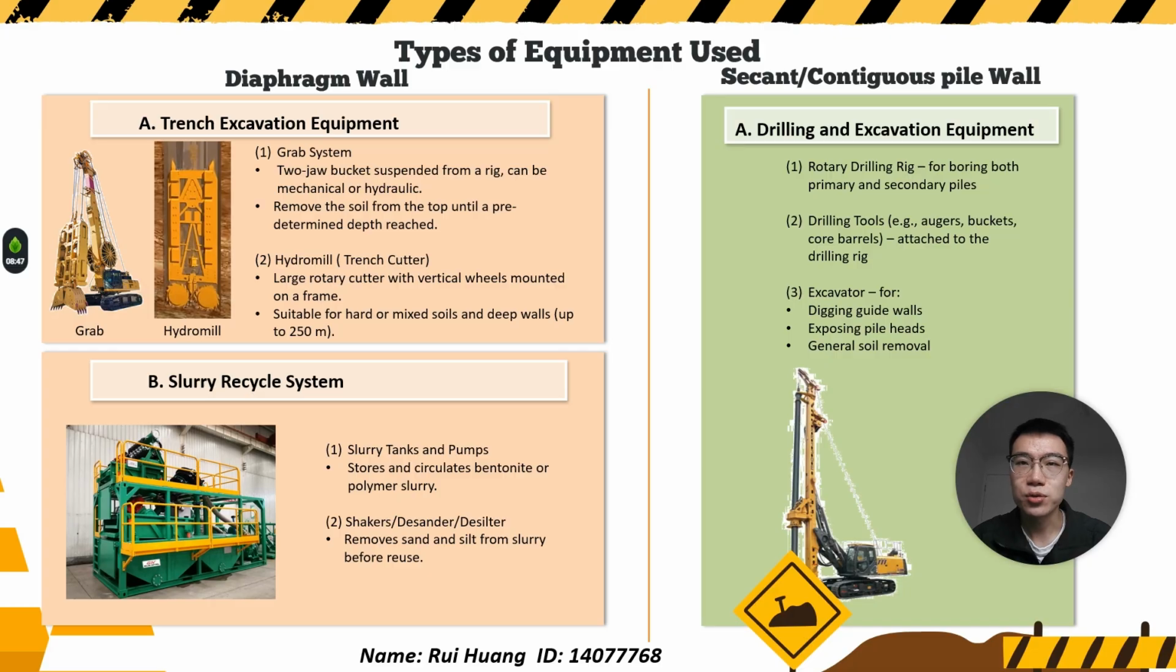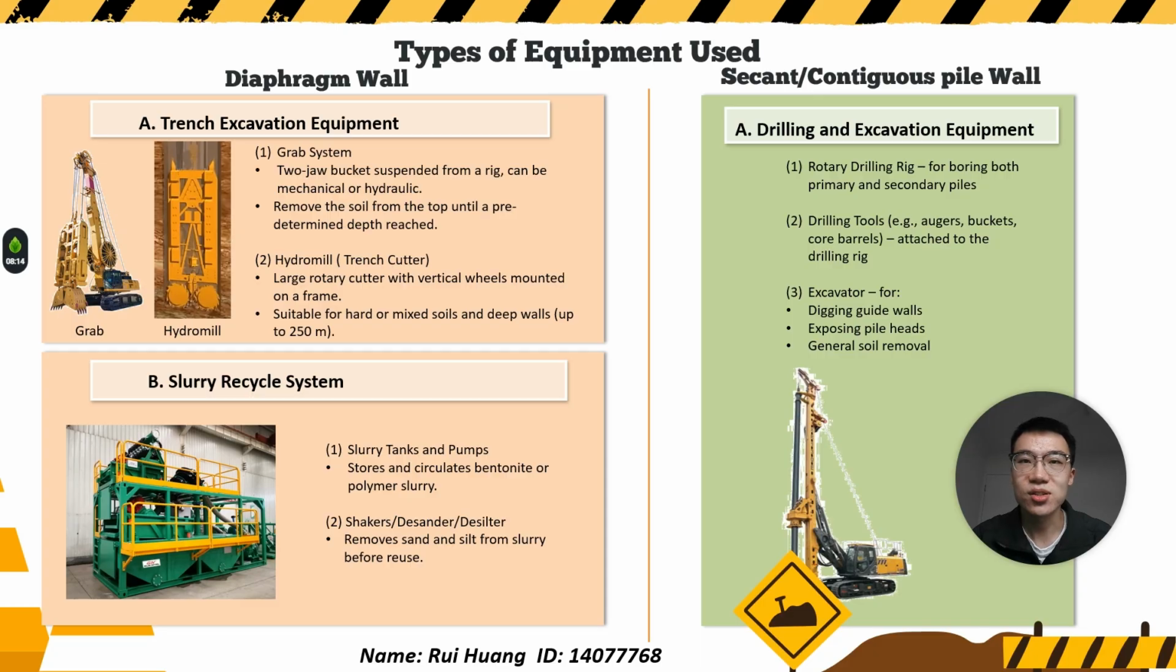Diaphragm walls also require a slurry recycle system to maintain trench stability. This involves slurry tanks and pumps, which store and circulate bentonite during excavation. The system also includes shakers, desanders, or desilters, which remove sand and silt from the slurry so it can be reused. Now, moving on to the drilling and excavating equipment of secant or contiguous pile walls.